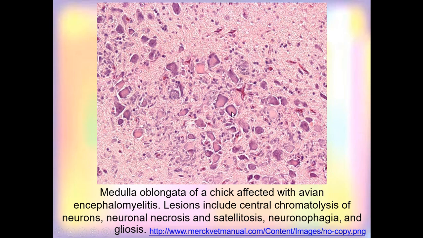Here, if we find animals at a very young age with paralysis and tremor, and then we take samples and look in the brain, there is a central chromatolysis found inside the nerve. This is a typical finding of avian encephalomyelitis, or AE.